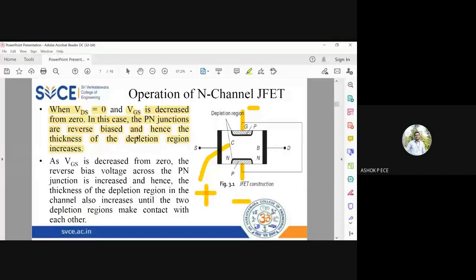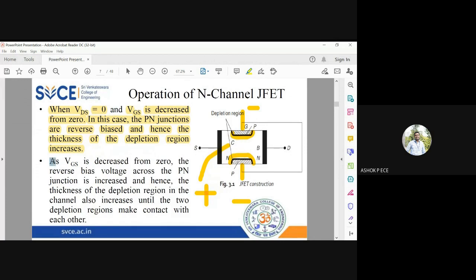Condition is VDS, I am not disturbing drain and source. Just when I slowly make this gate terminal negative and this source terminal positive, the depletion region width will slowly become thicker and thicker because the pair of PN junctions are going to be reverse biased. Okay, what happens if I still increase the reverse bias voltage? That is the next case.